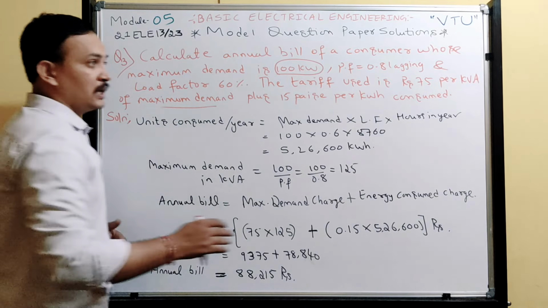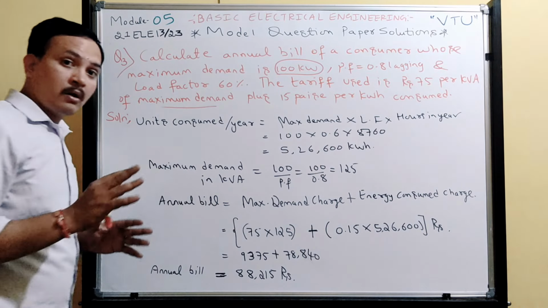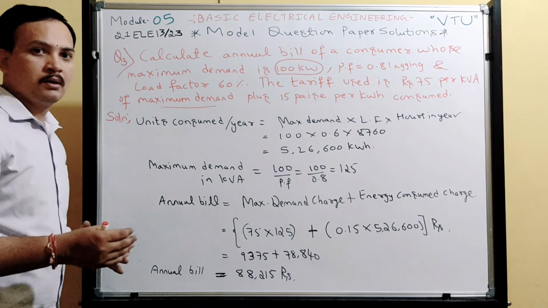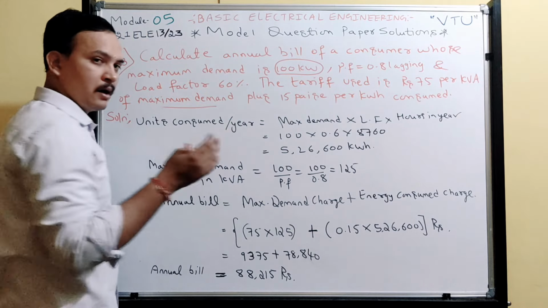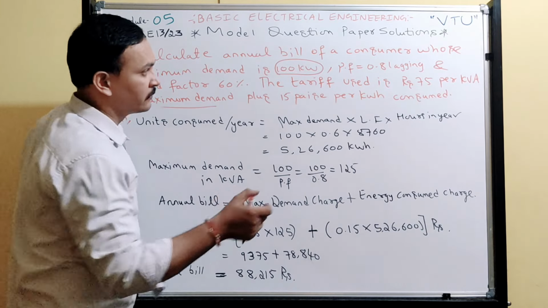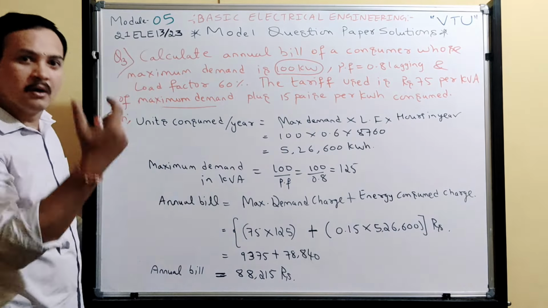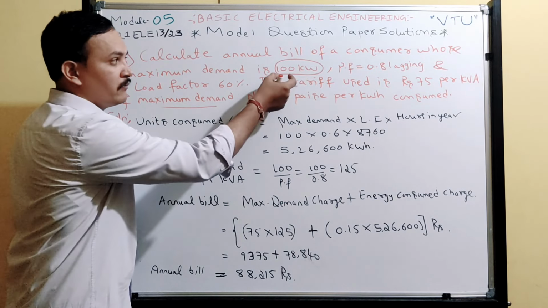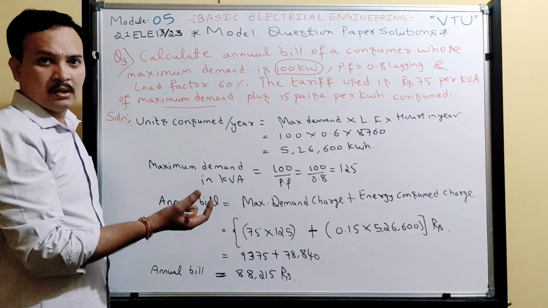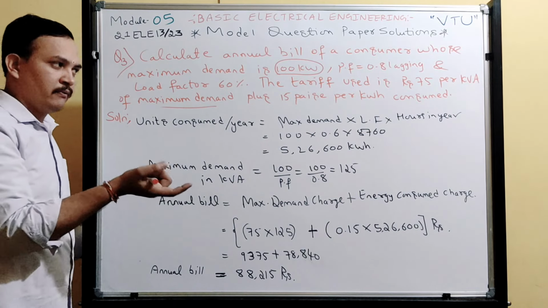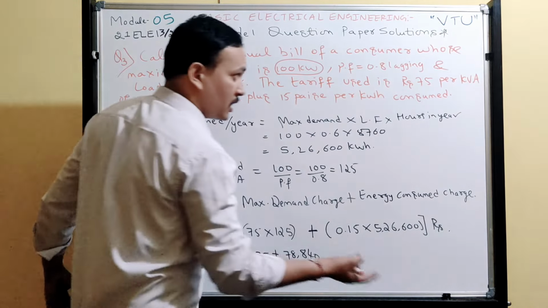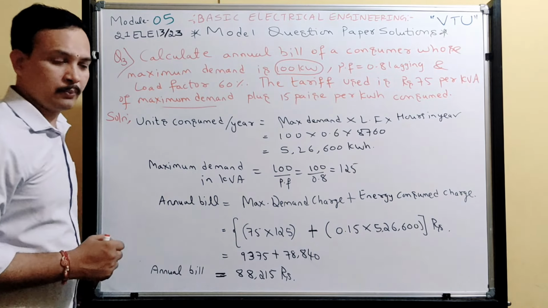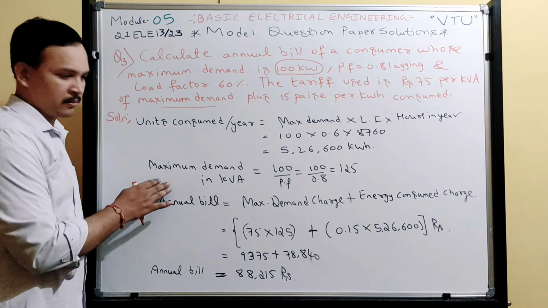Now, they have given a maximum demand cost in terms of kVA. Okay. But what is the maximum demand? 100 kilowatt. We have to convert 100 kilowatt into kVA. Maximum demand in kilowatt is given, we have to find it in kVA. So, how much kVA are we getting? From that, the cost of 1 kVA is 75 rupees. So, that is calculated by this formula.